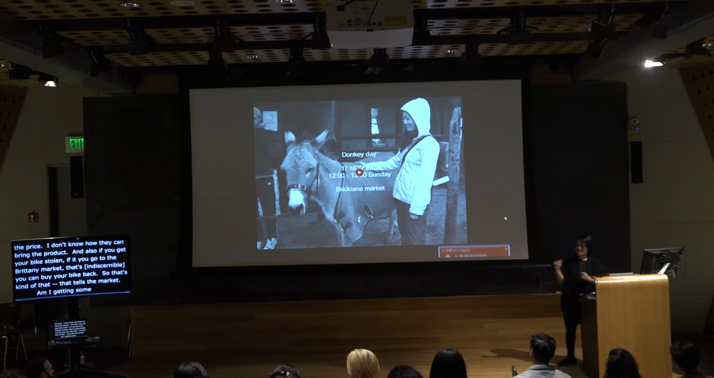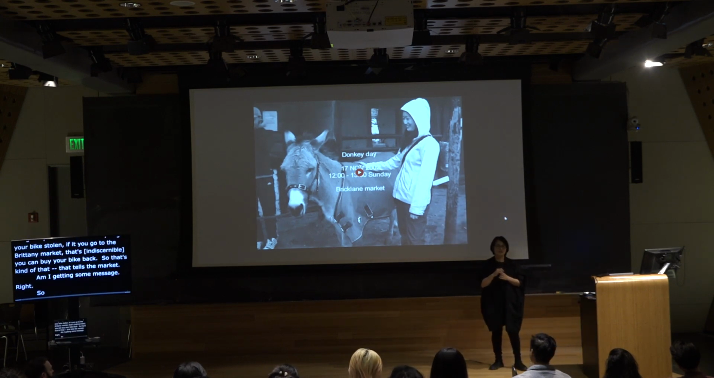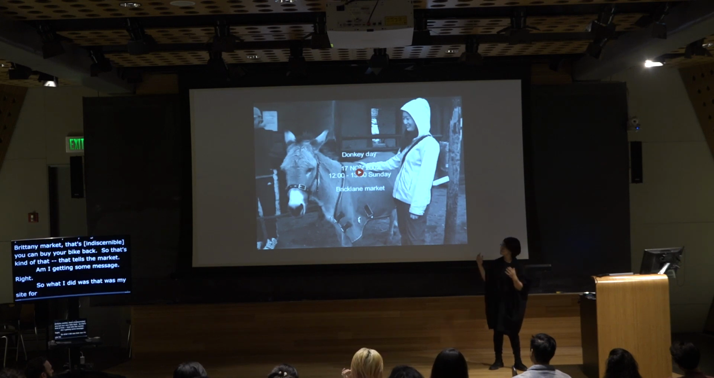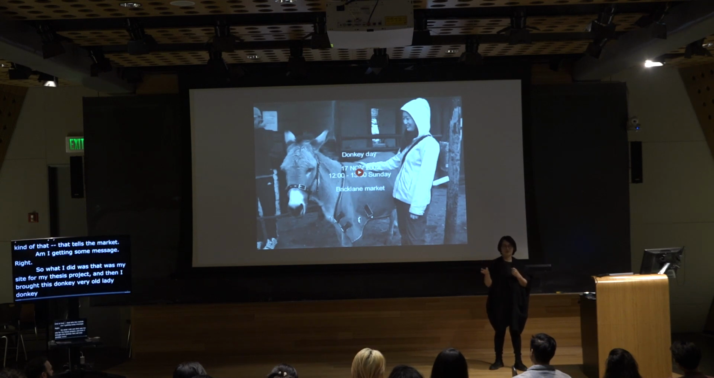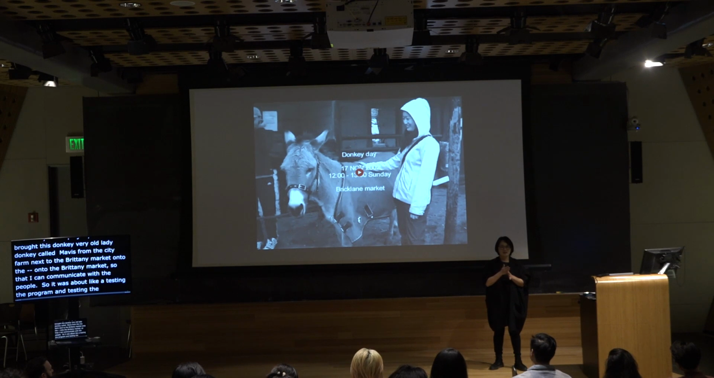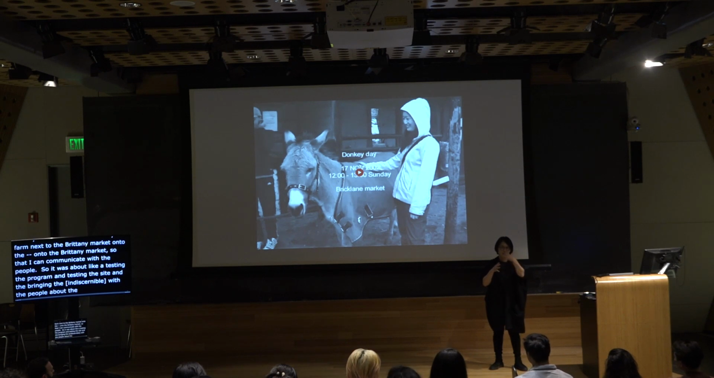Right. So what I did was that was my site for my thesis project, and then I brought this very old lady donkey called Mavis from the city farm next to the Brick Lane Market onto the Brick Lane Market so that I can communicate with the people. It was about testing the program and the site, and starting the dialogue with the people about the area, how the two areas were separated, how that can be mixed, and how much they perceive about the other side of the railway, et cetera.